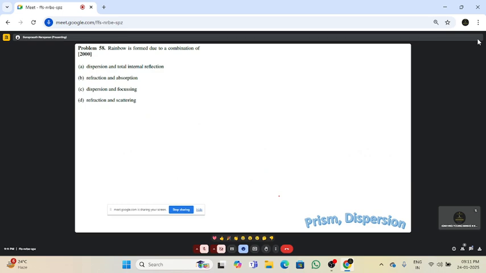Rainbow is formed due to the combination of total internal reflection, refraction, and then dispersion of different colors. So dispersion and total internal reflection sound correct to me. There is no absorption, focusing or scattering. So I think this sounds correct to me.